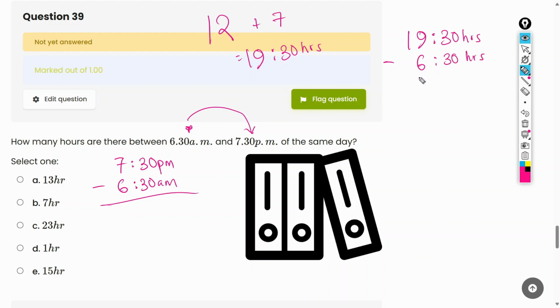So that's 6:30 a.m. This is our minutes place. This is our hours place. That's 30 minutes minus 30 minutes. Of course, that's 0. And then 9 minus 6 is 3. 1 minus nothing is 1. That leaves us with 13 hours right here.